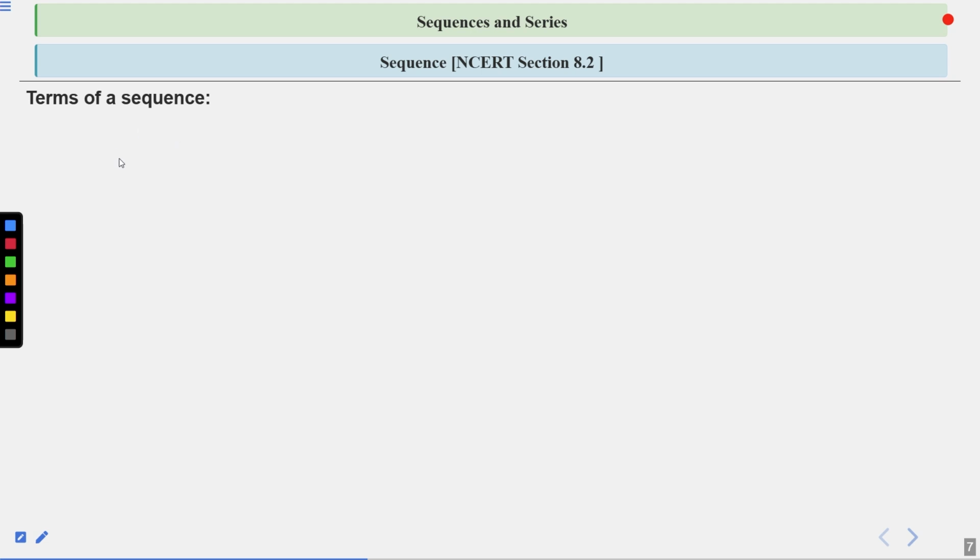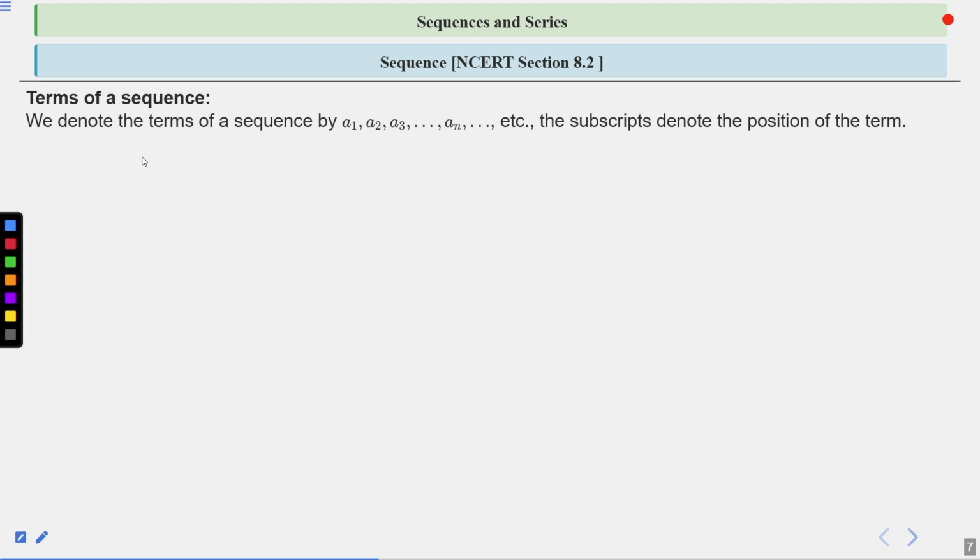Now, terms of a sequence, meaning, in general your sequence will be denoted by A1, meaning first position member, A2, meaning second position member, A3, meaning third position member, AN, meaning nth position member, and so on. If you are having an infinite sequence, then you will use 3 dots. If you are having a finite one, then you will stop here at AN.